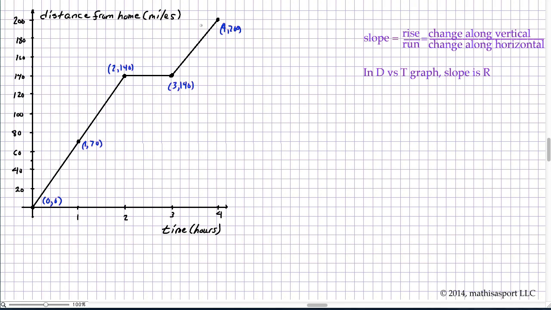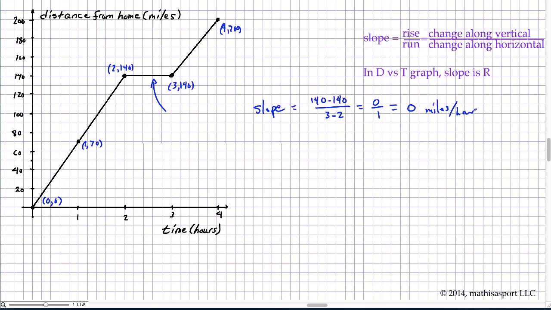I do want to focus on one particular segment, though, and that is the segment right here. What is going on here? What does this flat slope mean? Well, let's use the slope calculation. The slope is the change in the y over the change in the x. So the y goes from 140 minus 140 all over 3 minus 2. That's going to be 0 over 1, or 0 miles per hour.